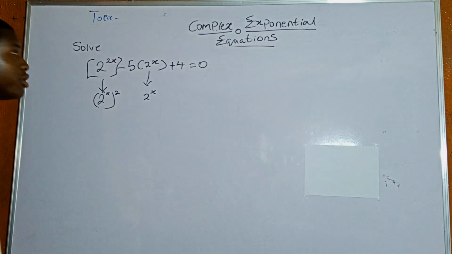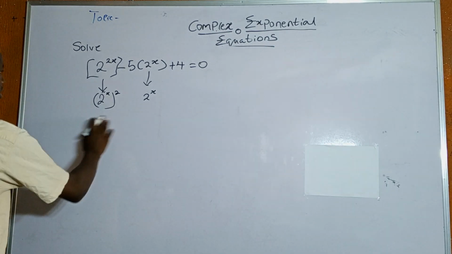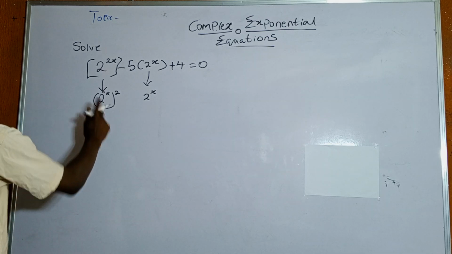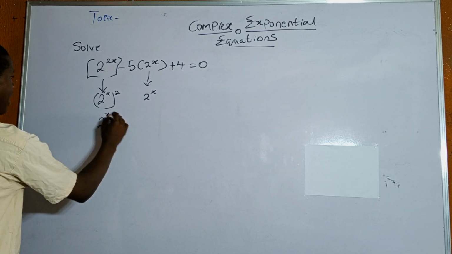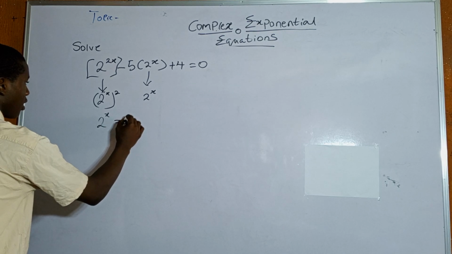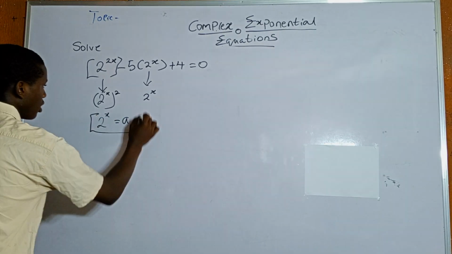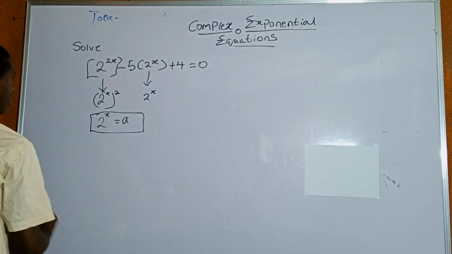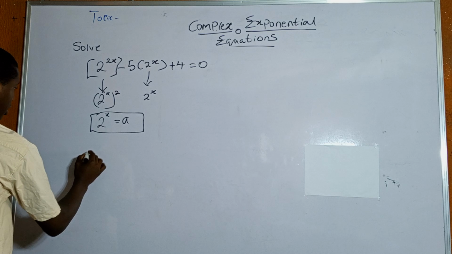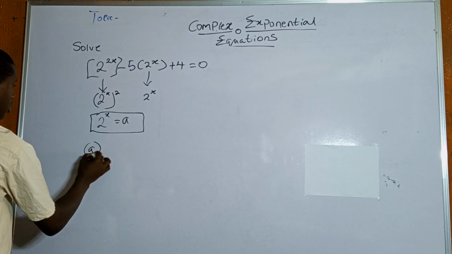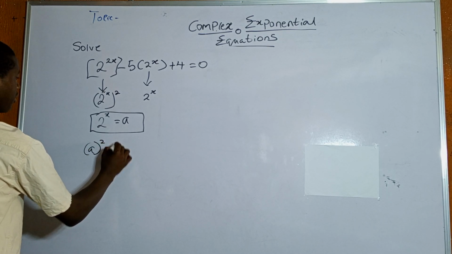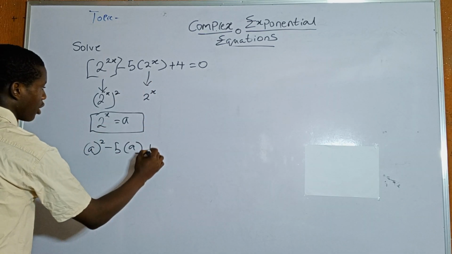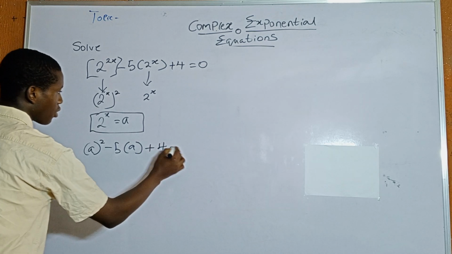Now, before solving this equation, let's give our law. This is the simplest form, and we can give a law to be 2 raised to the power x equals a. What this simply means is that anywhere you see 2 raised to the power x, you input a. So we have 2 raised to the power x here, so this will be (a raised to the power 2) minus 5 times 2^x, which will give us a, plus 4 equal to 0.